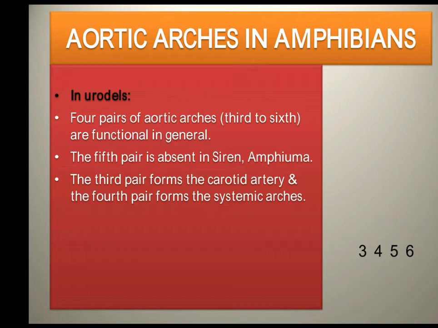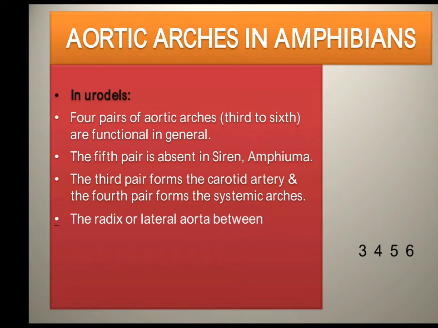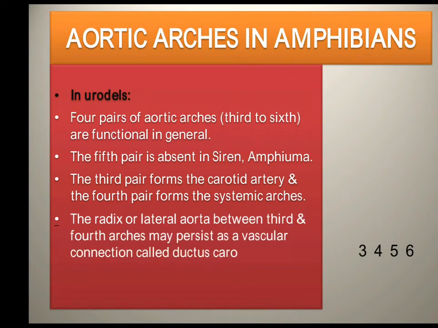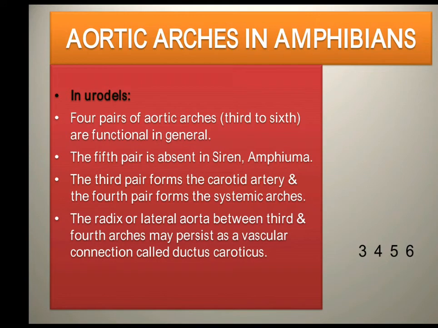Now, if you recall the heart of the amphibians, you have got a kind of double circulation. That's why we are making 2 systemic arches, left and right, and they are formed by the 4th arch. And the 6th arch is making the pulmonary artery that will be going to the lungs. Here, this is a very important thing to note, that the radix or the lateral aorta, I will be showing you in the diagram also, between the 3rd and the 4th arches, may persist as a vascular connection called the ductus caroticus.